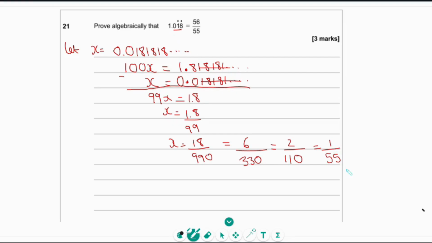So if I add that back onto my 1, I add my 1 back into it. Gives 1 and 1 55th. I've changed that from a mixed number to an improper fraction. 1 times 55 plus 1 is 56 over 55. There we go. I have proved it algebraically.